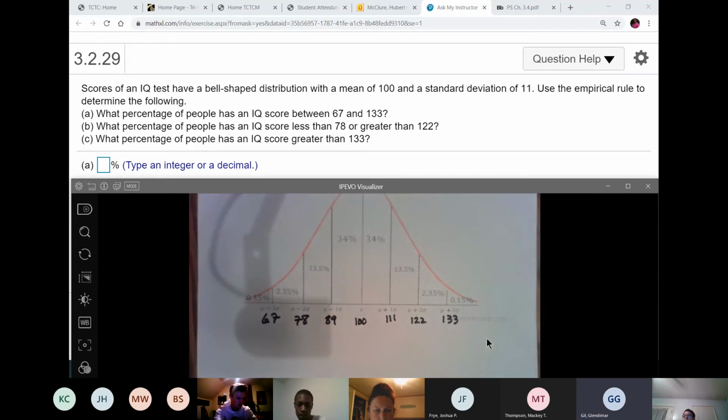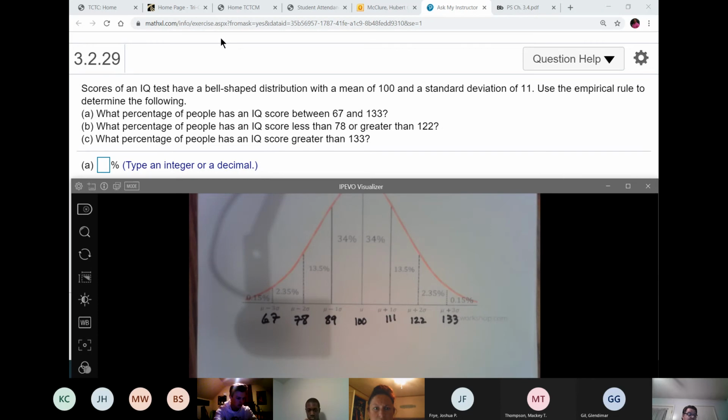Yes. Okay, y'all check my numbers. I heard one person say yes. 67, 78. Where'd the 89 come from? Standard deviation right here, 11. What do you do on the left? Subtract 11. And add 11 on the right.